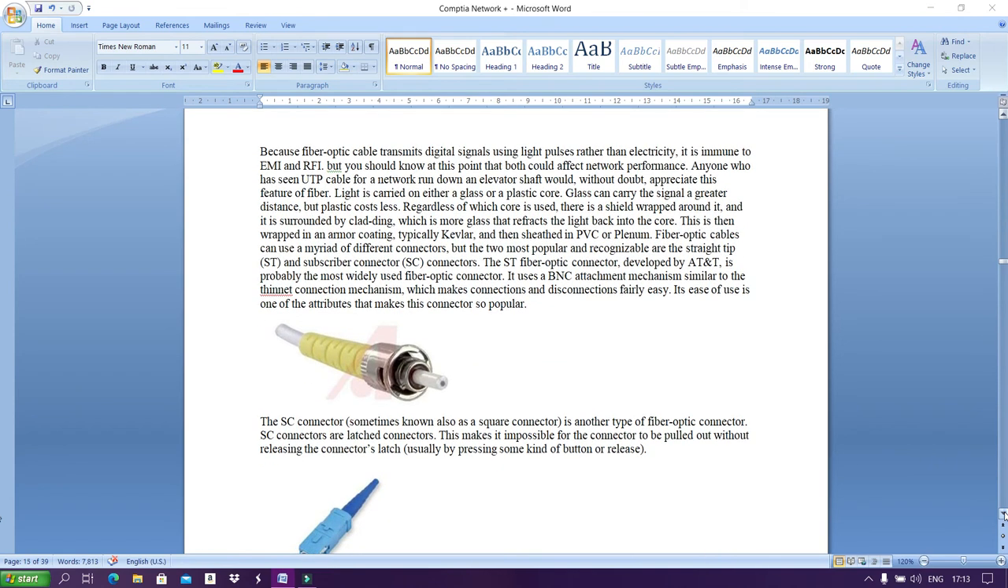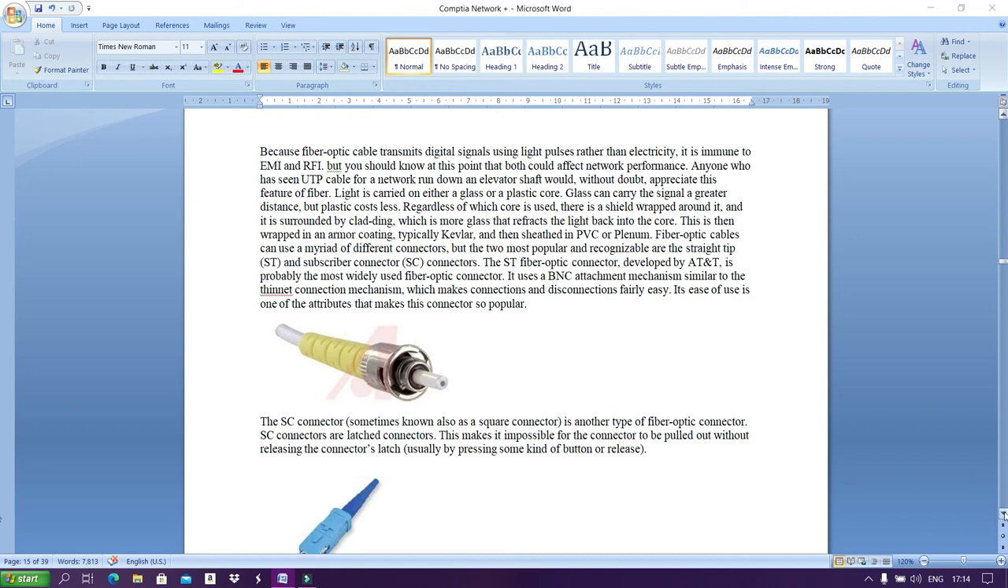Because fiber optic cable transmits digital signals using light pulses rather than electricity, it is immune to EMI and RFI. But you should know at this point that both could affect network performance. Anyone who has seen UTP cable for a network run down an elevator shaft would without doubt appreciate this feature of fiber. Light is carried on either a glass or a plastic core. Glass can carry the signal a greater distance, but plastic costs less.